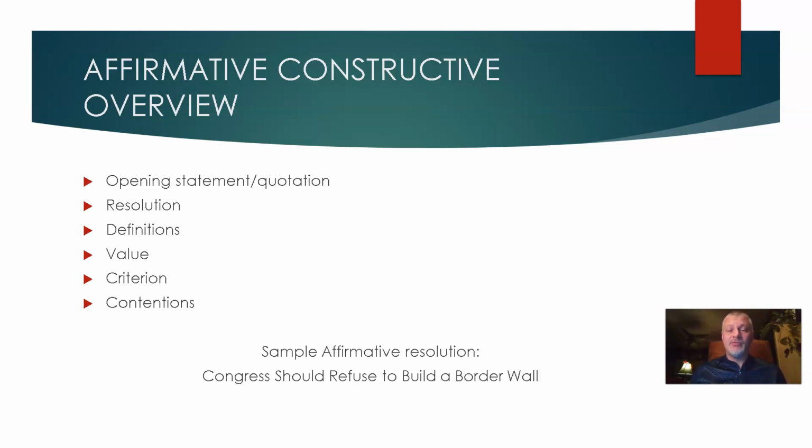And the sample affirmative resolution that we're going to be looking at for this exercise is that Congress should refuse to build a border wall. Congress should refuse to build a border wall.